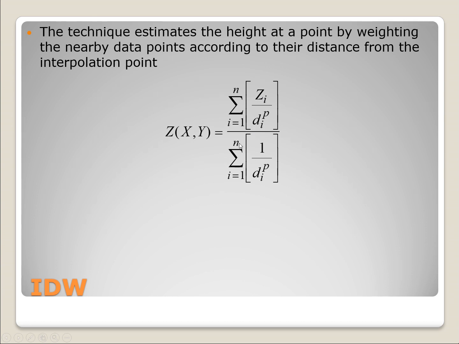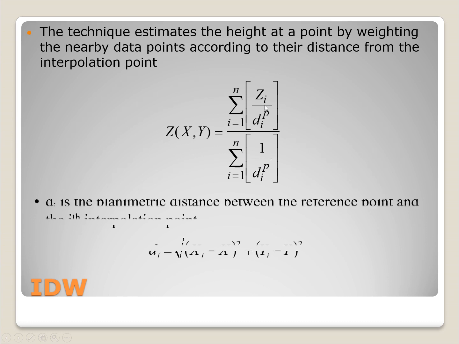And then on the denominator, we do 1 divided by the distance, making sure that the P is the same. And then you add it all up. Distance is the planimetric distance, so my Euclidean distance in 2 dimensions, x and y. So the known point minus the unknown point.